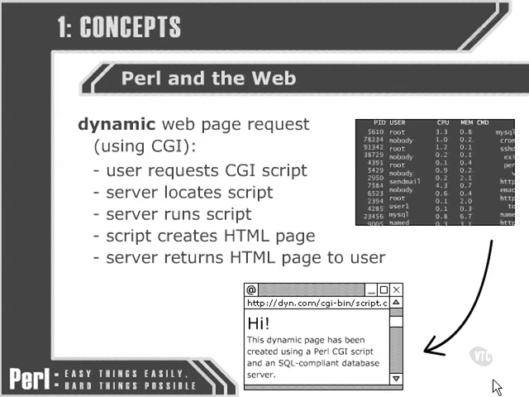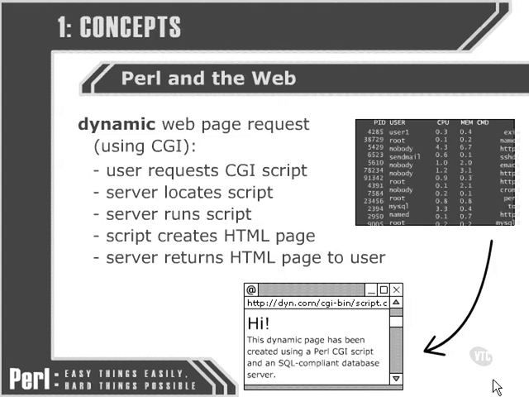Once the information has been created, the server returns the HTML page to the user, which can be viewed in exactly the same way as the static page could in the previous scenario. The difference here, if you read the little blurb there in the browser, is that this dynamic page was created by the Perl script and used a database server as a content resource, another process running on the server machine.